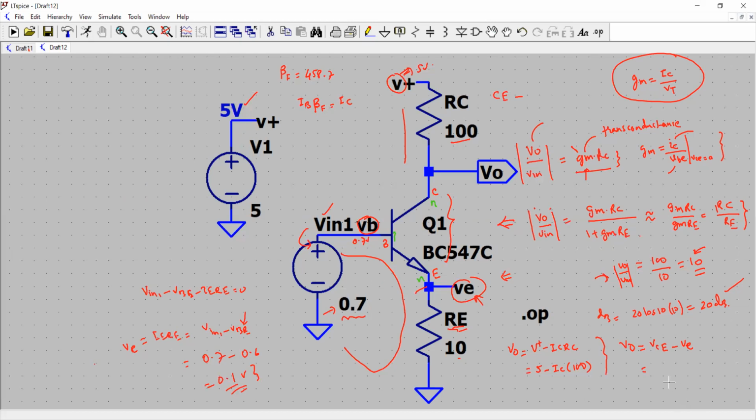So assuming VE is about 0.1 volt, VCE, we don't know what VCE is, so we don't really know. So it will be like VC minus VE. Oh, no, no, no. The output voltage will be VC minus VE, not the VCE. So it would be VC minus VE, right, at this node. So this voltage.